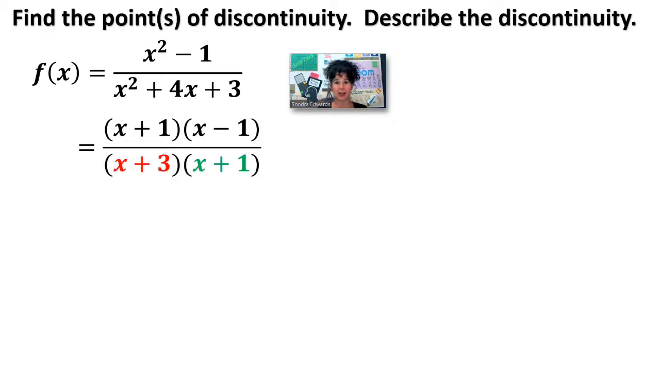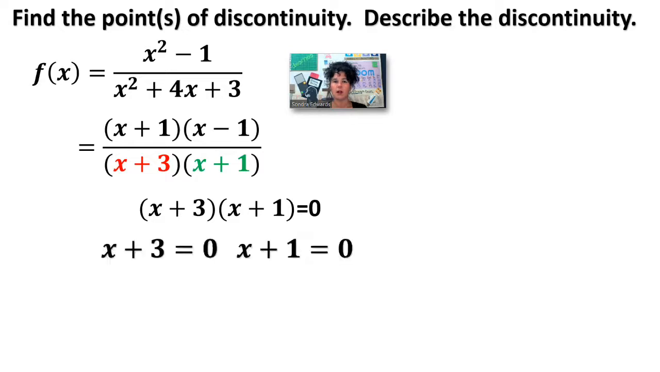I go ahead and factor the numerator and the denominator to help me decide what numbers make the denominator equal 0. So I set the entire denominator equal to 0 and solve. Set each piece equal to 0, subtract 3 from both sides to solve the one on the left, and subtract 1 from both sides to solve the little equation on the right. And I find out that the two numbers that make the original denominator equal to 0 are -3 and -1. So here are the x values where we have discontinuities.